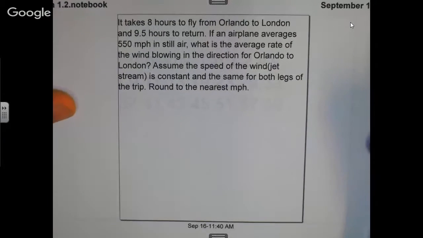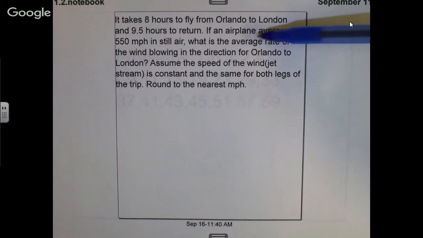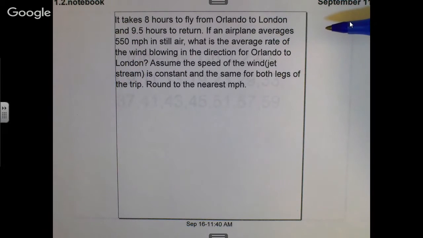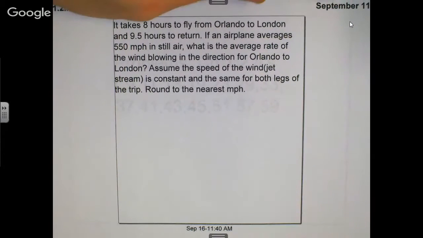All right, it takes 8 hours to fly from Orlando to London, and it takes 9.5 hours to return. If an airplane averages 550 miles an hour in still air, what is the average rate of the wind blowing in the direction from Orlando to London? Assume the speed of the wind or the jet stream is constant and the same for both legs of the trip, round to the nearest mile per hour.